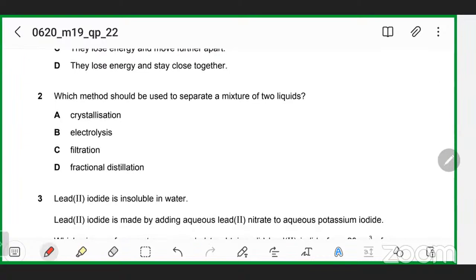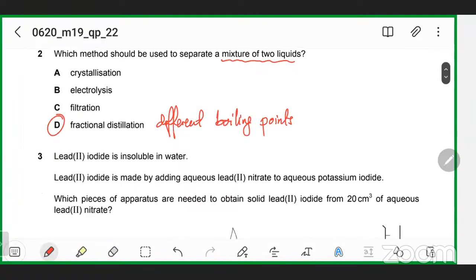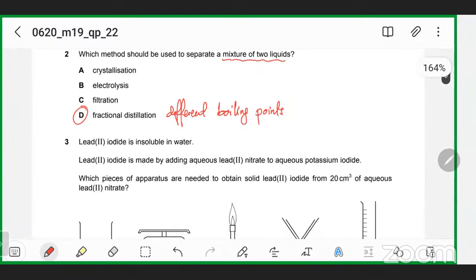Which method should be used to separate a mixture of two liquids? Two liquids में क्या होगा? You use fractional distillation because they're going to have different boiling points. The one would evaporate at a different temperature compared to the other one.